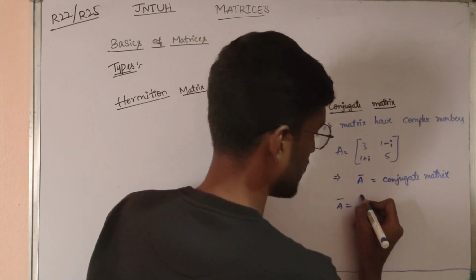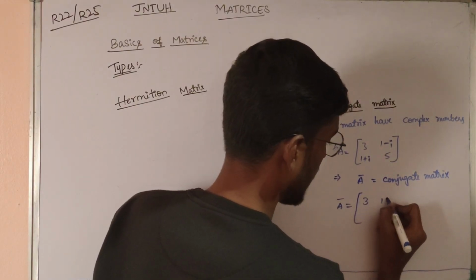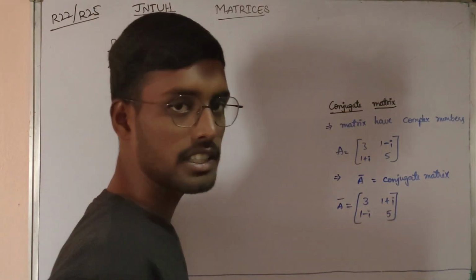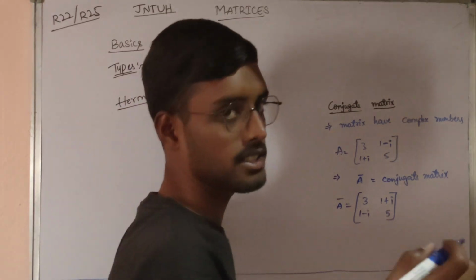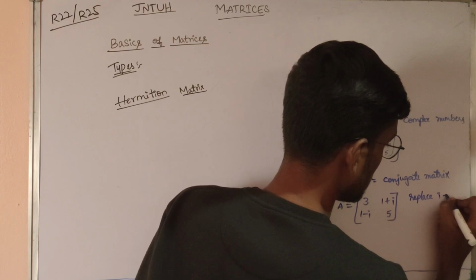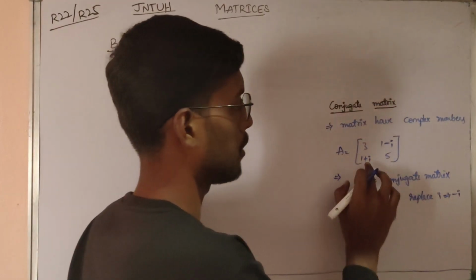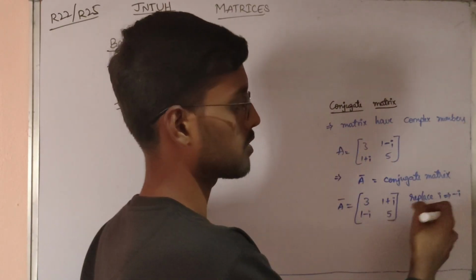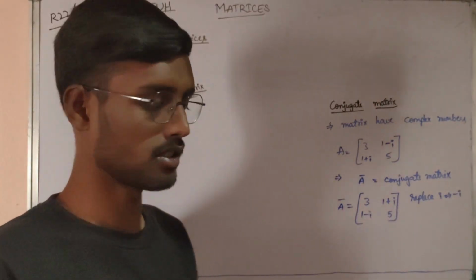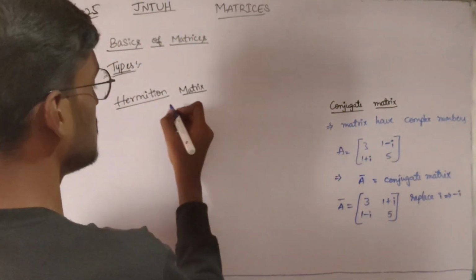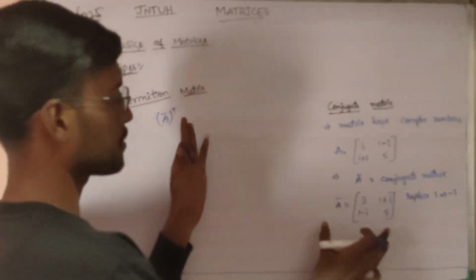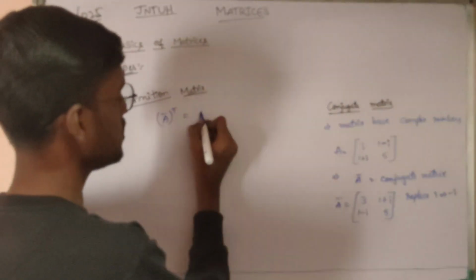3, i plus i, minus i, 5. This is our conjugate, replacing i with minus i. Positive i becomes negative i, negative i becomes positive i. Replacing of i's is what we do. Here i is in the imaginary or complex numbers. Hermitian matrix is the transpose of A conjugate. The transpose of this conjugate matrix is equal to A.